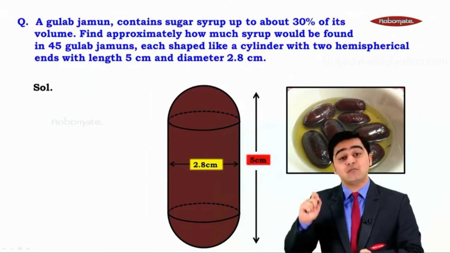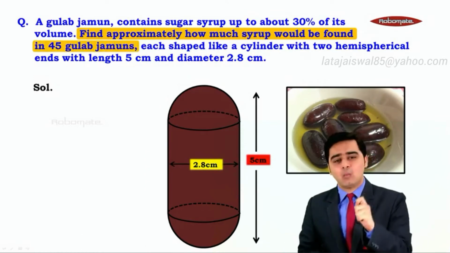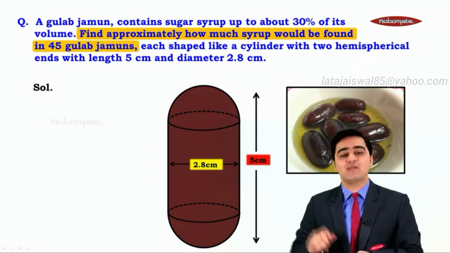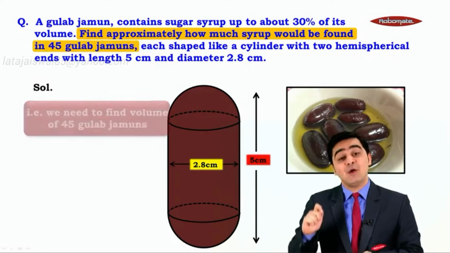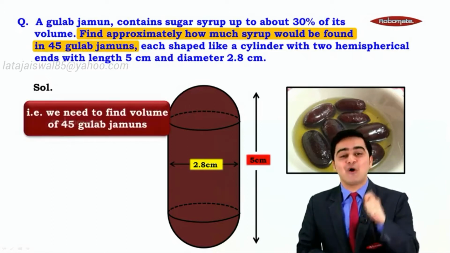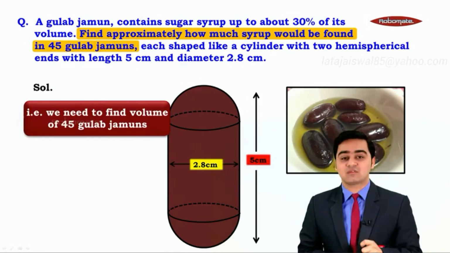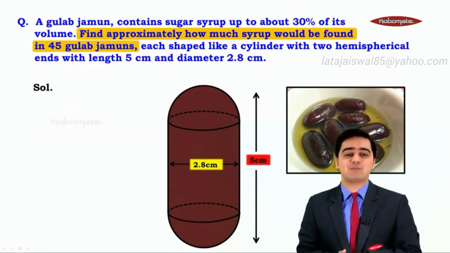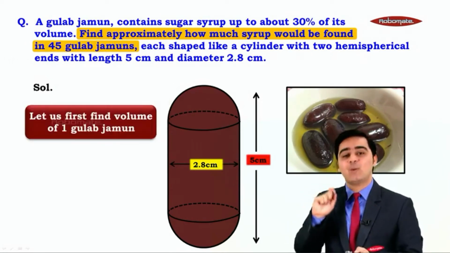It says, find approximately how much syrup would be found in 45 gulab jamuns. That is, we need to find the volume of 45 gulab jamuns. Before we could find volume of 45 gulab jamuns, let us find volume of one gulab jamun.